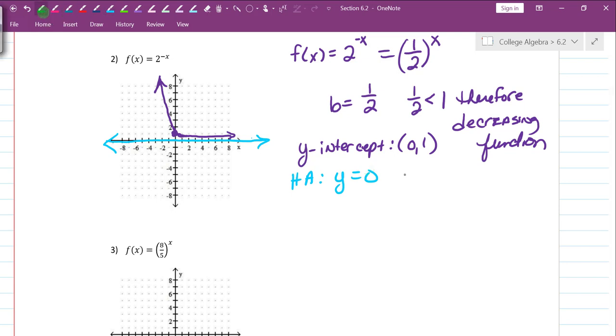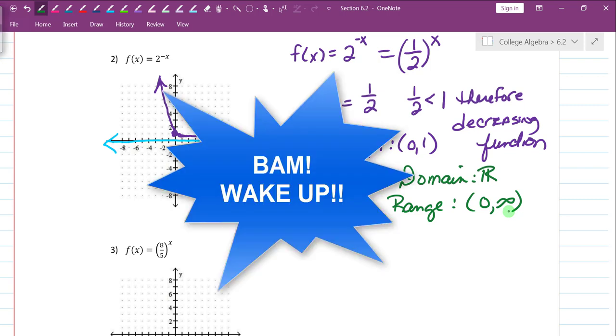And then it asks for our domain. Our domain is going to stay the same, which is all real numbers. And then our range is going to be the same as always, which is 0 to infinity. And it can change. The range can change, okay? And it's about to change in about 2 more problems.